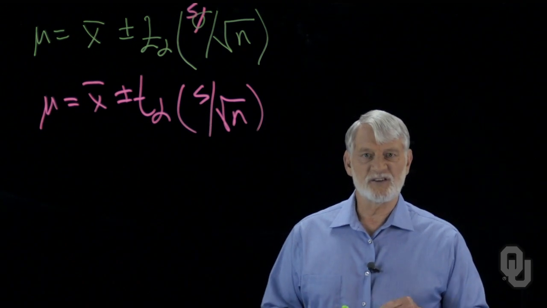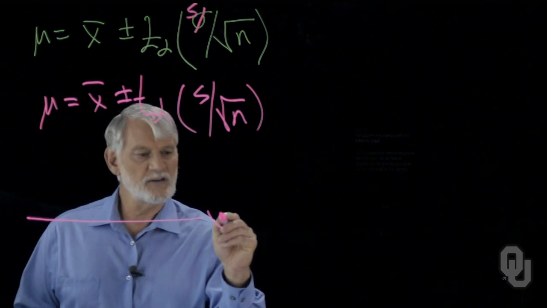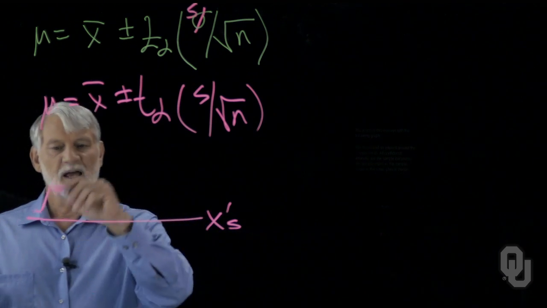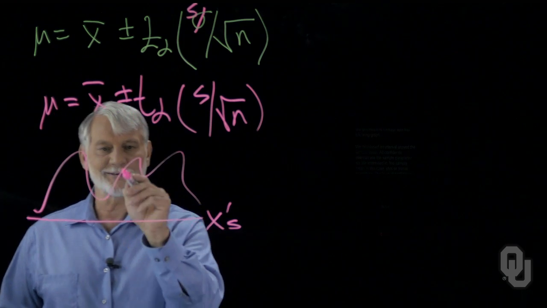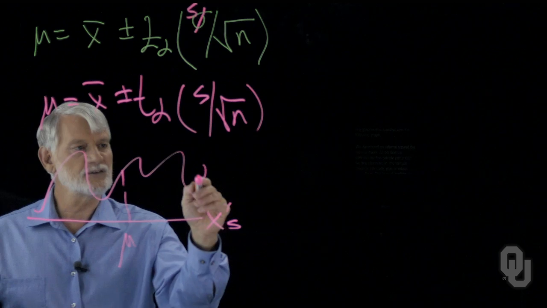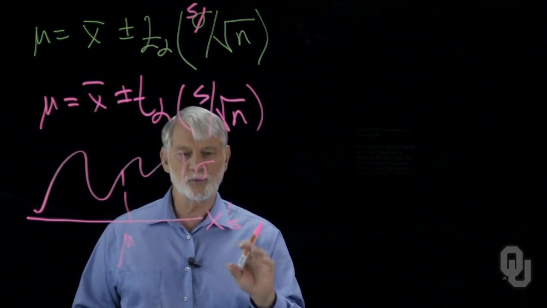We graphed this concept with the following graph. We began with this. These are the individual x's. And that's some goofy distribution. Looks like that. We don't know what it looks like, of course. Here's the mean, and here's the standard deviation. All of these pieces of information are unknown to us.